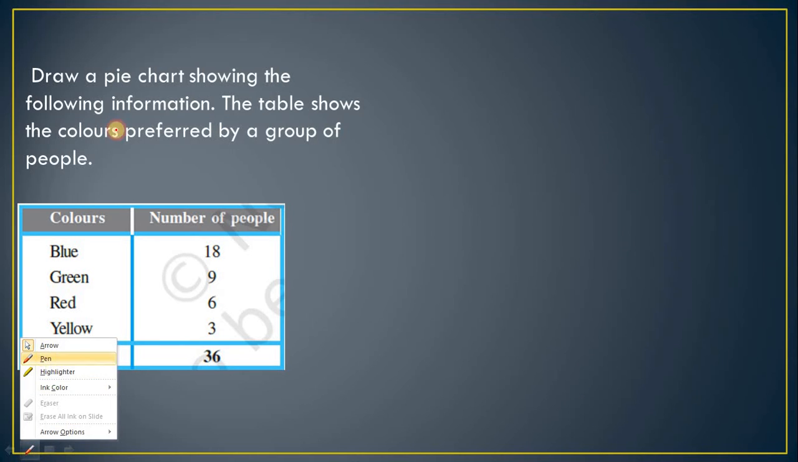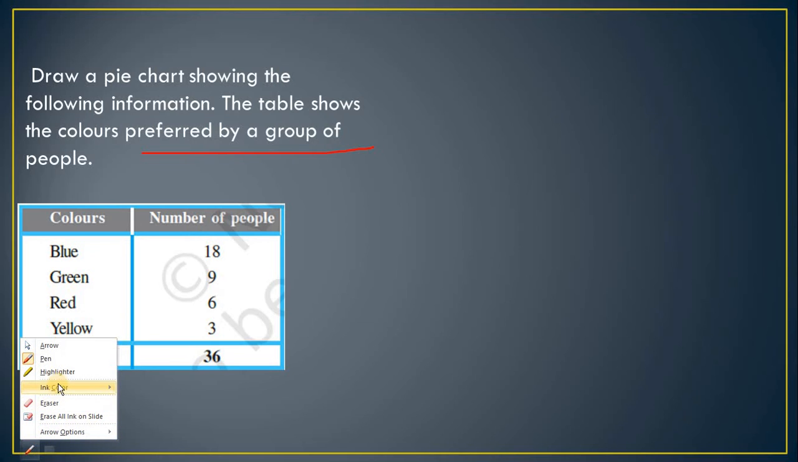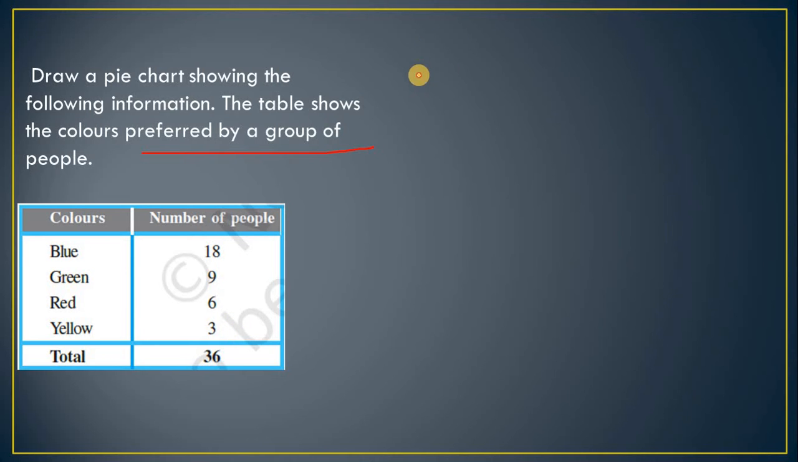Suppose some colors have been given and they are prepared by a group of people. The first one is blue color. First you do the total. Total is very important, and the total is 36. Whenever you draw a pie chart, first you have to convert into a fraction. Blue color is prepared by 18 people. So 18 divided by the total, actual number divided by total. You make it a fraction and in the last step you multiply with the whole.